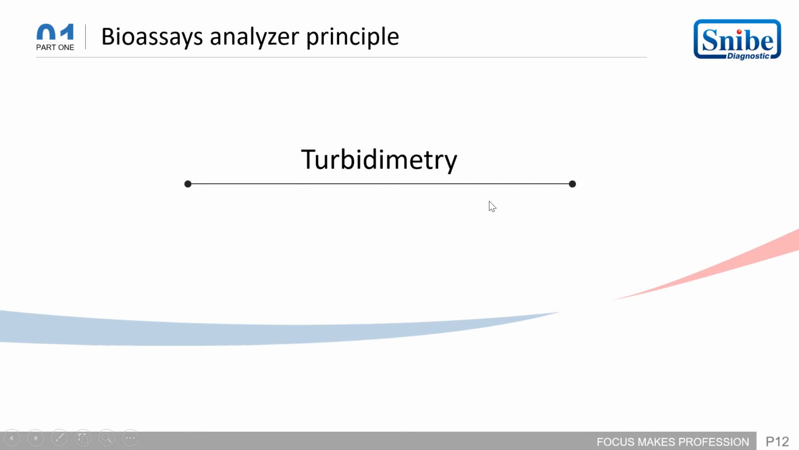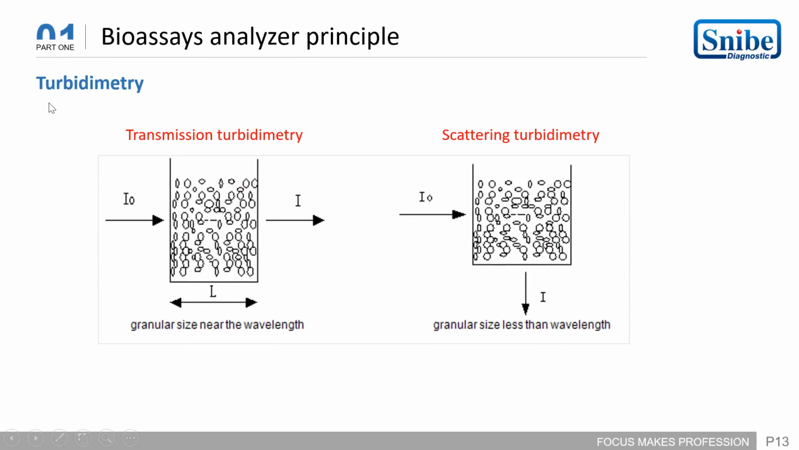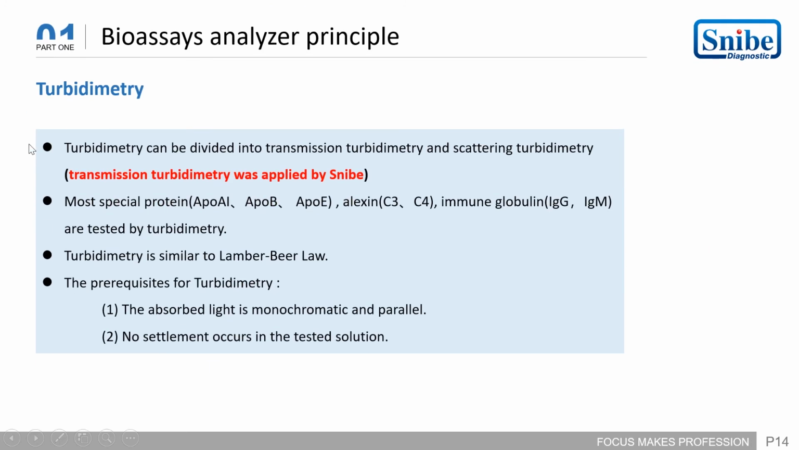Here is turbidimetry. There are two kinds of turbidimetry. Transmission turbidimetry, for granular size near the wavelength. Scattering turbidimetry, granular size less than wavelength. Turbidimetry can be divided into transmission turbidimetry and scattering turbidimetry.